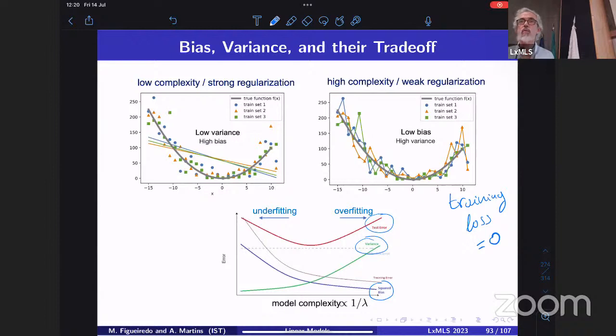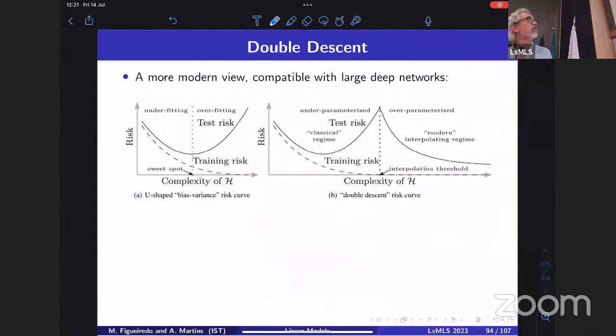The functions are going exactly through each point. They're interpolating the points. The loss is zero, okay? So the traditional picture is the one on the left. As the complexity of the model goes up or the regularization goes down, the training loss decreases, and the test risk goes down and then up again.